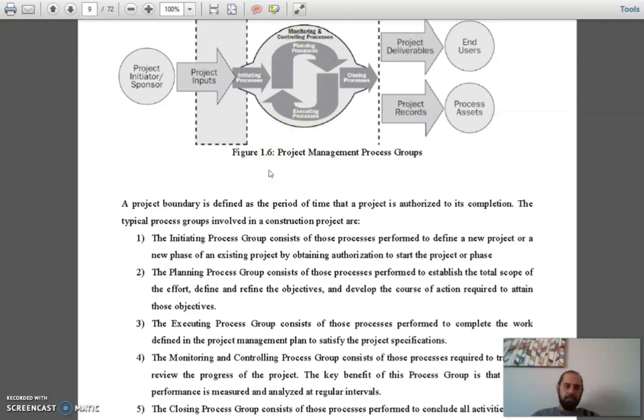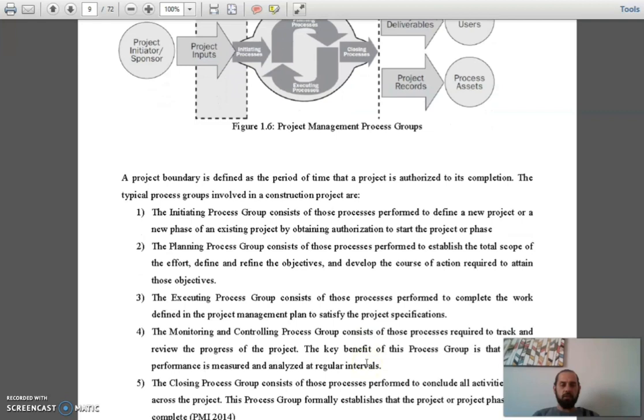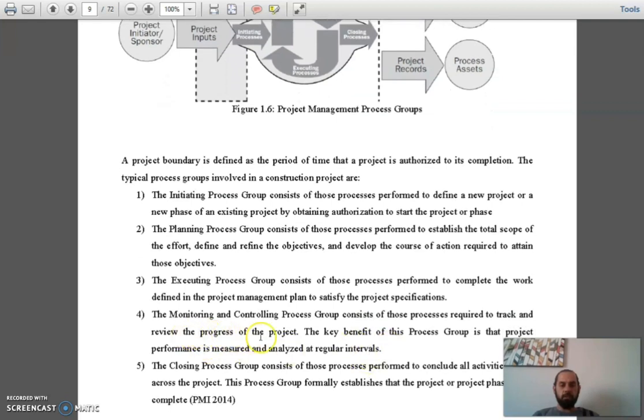هذا طبعا فيما يتعلق بمساله البلاننج، سواء كان مثلا تايم على سبيل المثال. طيب والكواليتي كنترول مثلا ايضا يحتاج لها monitoring and control. اذا everything that we are doing in the project it needs monitoring and control. So the monitoring and control consists of those processes required to track and review the progress of the project. نتابع progress of the project. And the key benefit of this process group is that the project performance is measured and analyzed at regular intervals. يعني بشكل مستمر بفواصل زمنية مثلا.